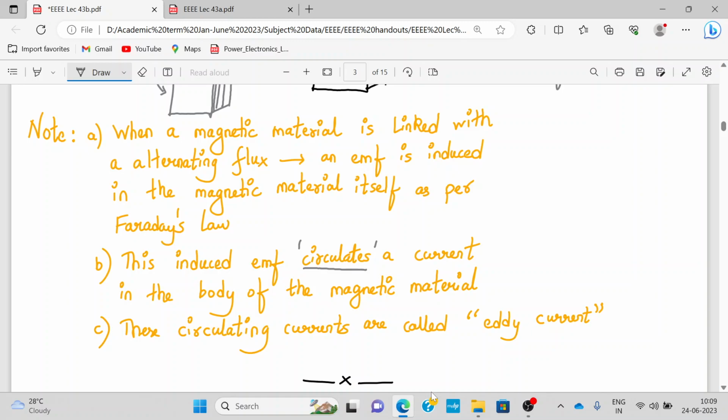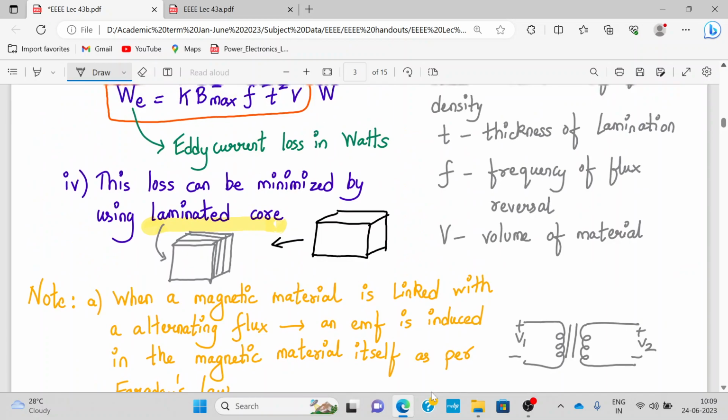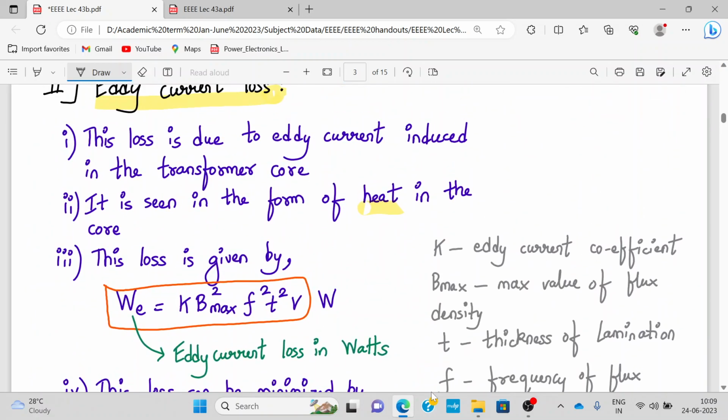And we have an alternating flux linking the primary and the secondary winding. So here we have a primary winding, we have a secondary winding, and we have an alternating flux due to the alternating voltage applied. All right, and therefore this gives rise to a circulating current which is called an eddy current, and because of this eddy current there is eddy current loss which is given by this formula.